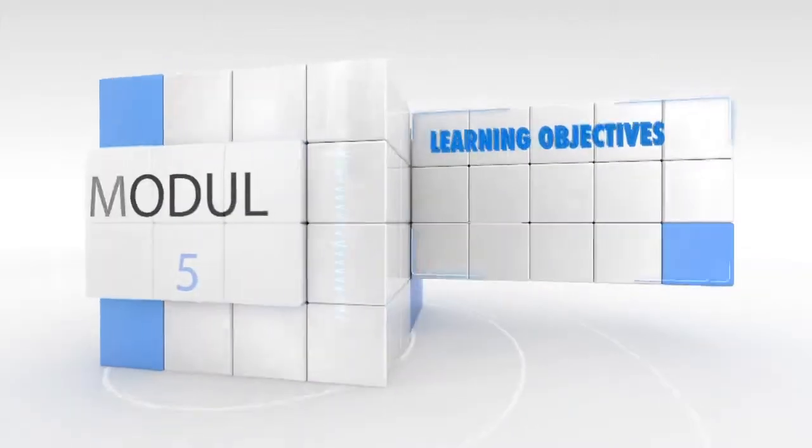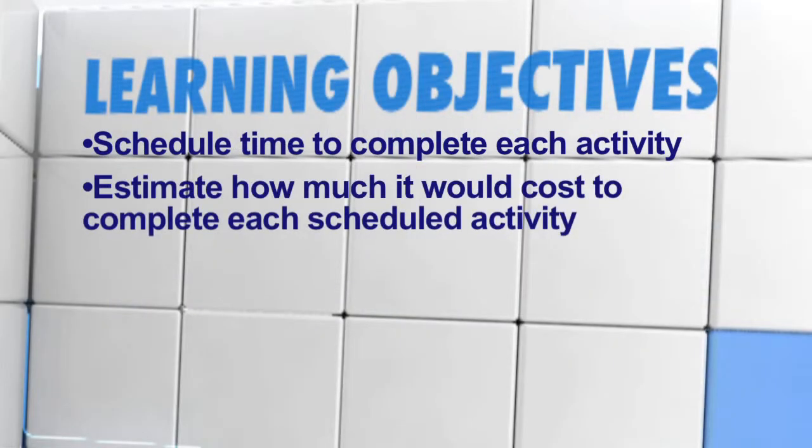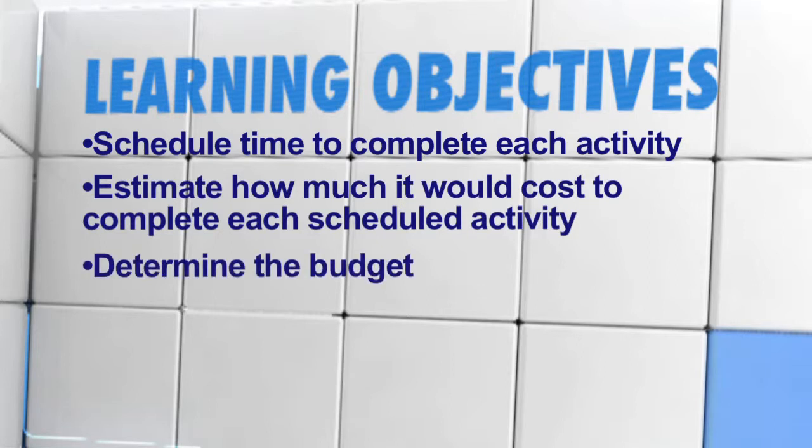At the end of this module, you should be able to schedule time to complete each activity, estimate how much it will cost to complete each scheduled activity, and determine the budget. After confirmation that your network diagram is complete and logical and that all activities are represented, you can input that information into a project software scheduling tool like Microsoft Project. Let me show you what I mean.